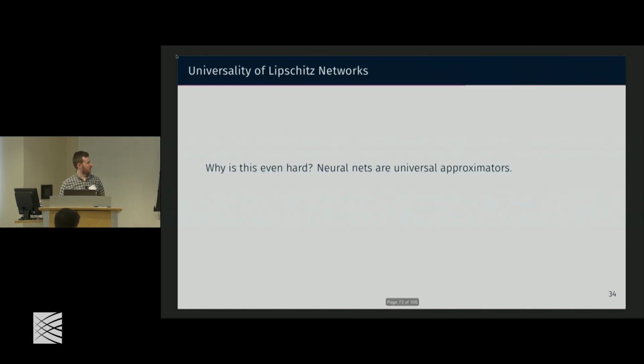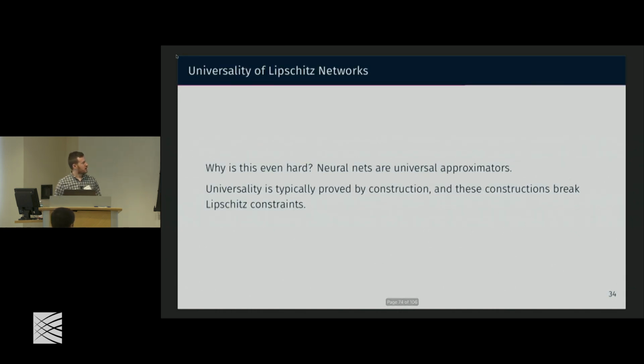But first, why is this even hard? Neural networks are universal approximators. This is fairly well known for a few decades now. I can find a finite depth ReLU network that will get arbitrarily close to any continuous function. The way these results are typically proved in the literature is by construction. People will explicitly build some network and show that we can set its weights appropriately to find a function close to some continuous function.